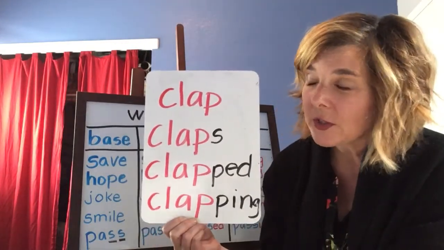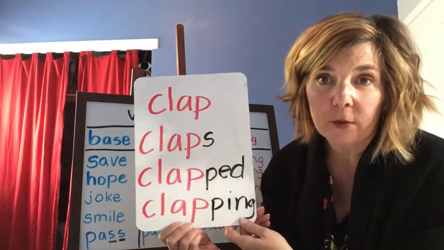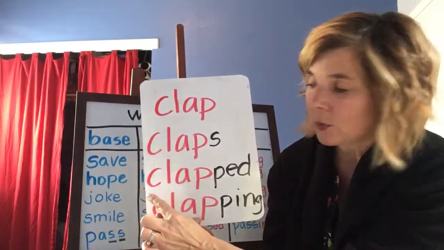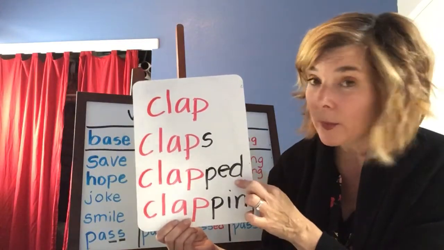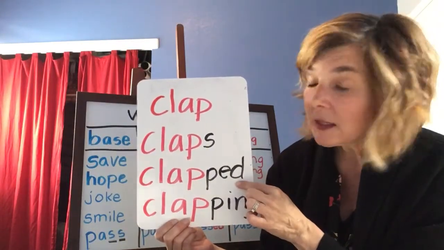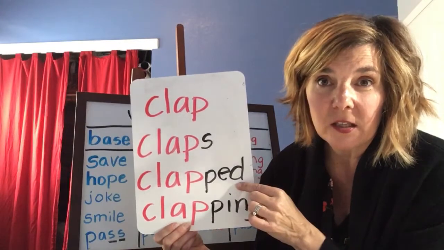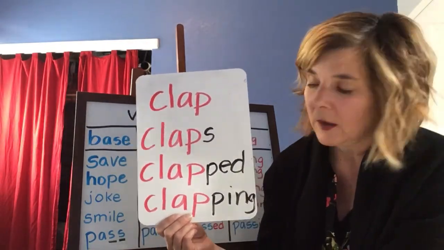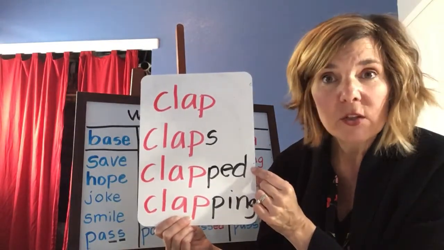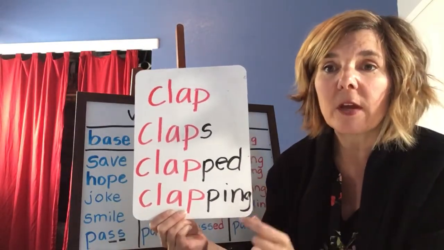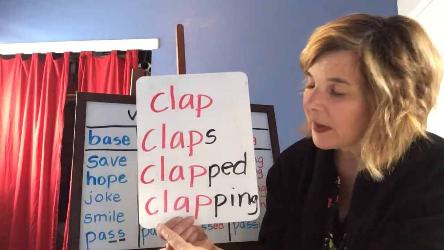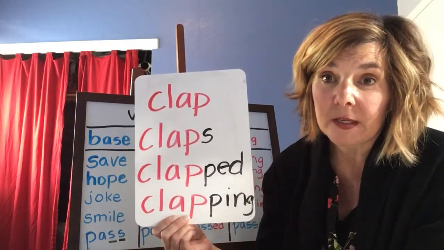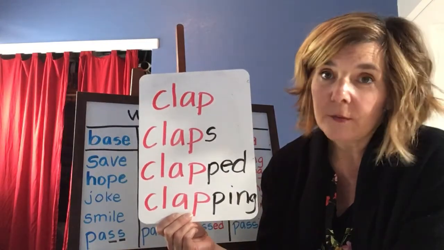Let me use an example. He claps for his friend. It tells us it's happening now. Let's try the next word. Clapped. Do you remember what that ed ending means? Let me say it in a sentence and see if you can figure it out. He clapped for his friend. When I add the ed, it means it already happened. Now let's try the last one. There's my base word again. Clapping. It means it's happening now. He is clapping for his friend.